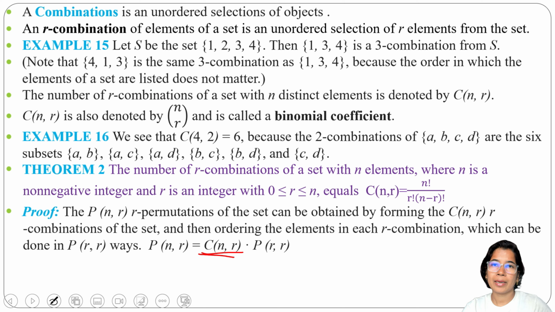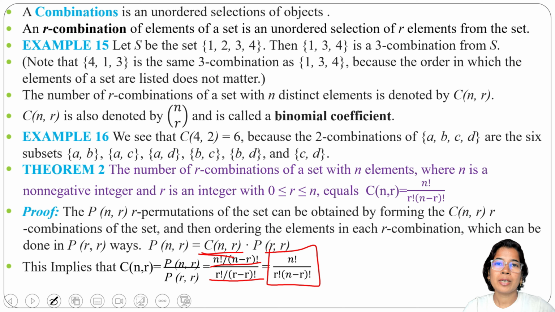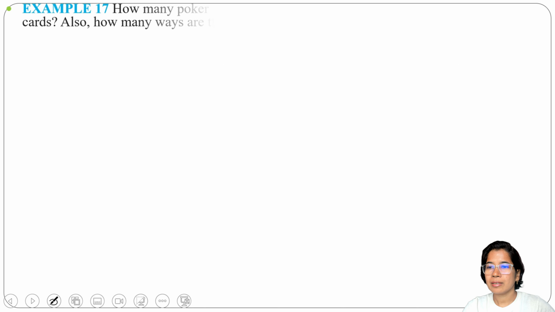So P(n,r) equals n factorial divided by (n minus r) factorial, and P(r,r) equals r factorial divided by (r minus r) factorial. So r minus r is 0, and 0 factorial is 1. So it will be n factorial divided by r factorial multiplied by (n minus r) factorial, and this is our C(n,r) formula, our combination formula. So r-permutation equals r-combination multiplied by the ordering of r elements, which we can do in P(r,r). Now let's see some examples.